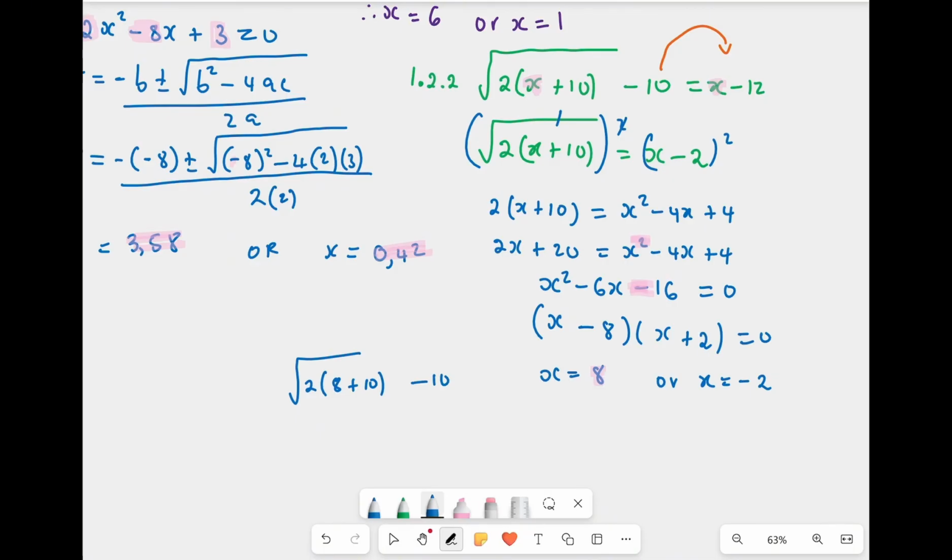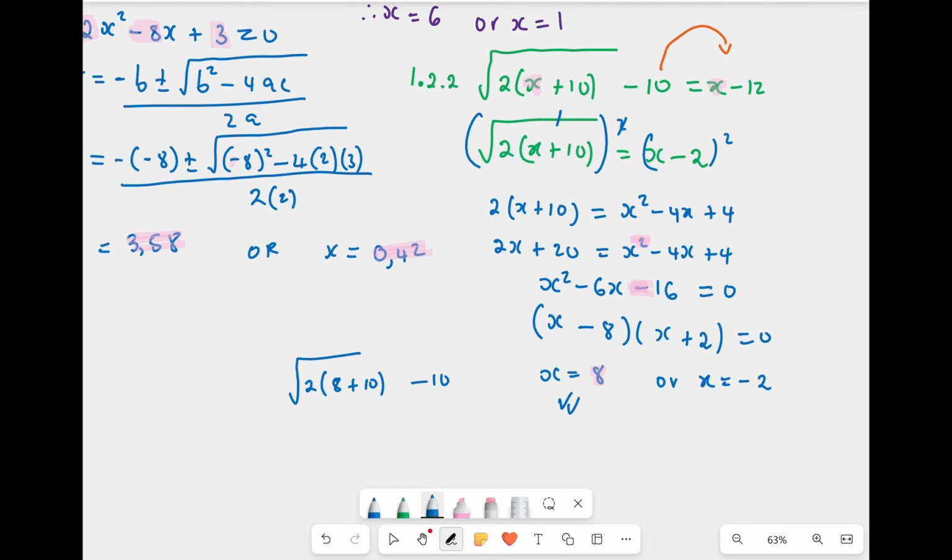So 8 plus 10 is the same as 18, and then if you multiply that by 2, it is 36, and then the square root of 36 is 6, and then what is 6 minus 10? If you have 6 minus 10, you will always get negative 4. And then now you need to take this 8 and substitute again on your right hand side. You are going to have 8 minus 12, which is also minus 4. So that means this one is correct.